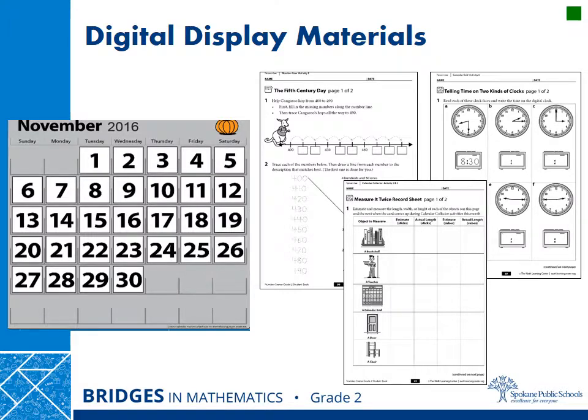Many Number Corner components, such as the calendar, are available for digital display through the Bridges website. You may choose to use some digital components instead of having a fully physical display in your classroom. When choosing which components to digitize, think about whether students will need access to the components outside of the Number Corner activities, or whether there would be value to students to be able to view the components throughout the day.